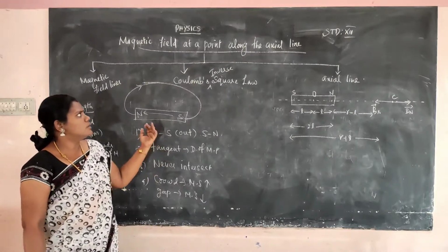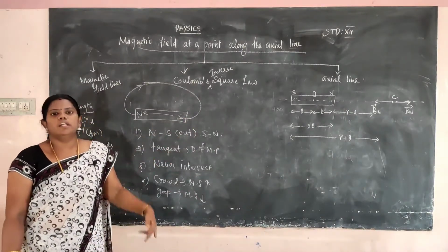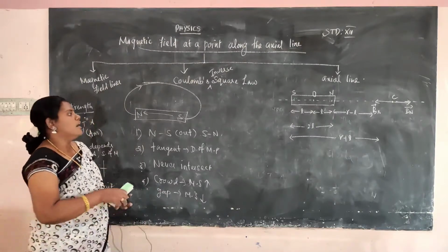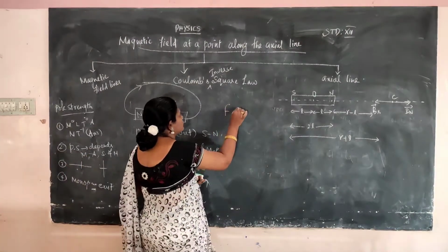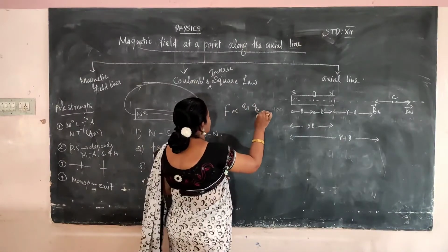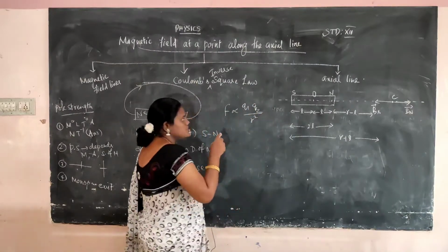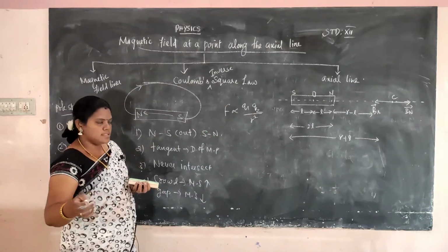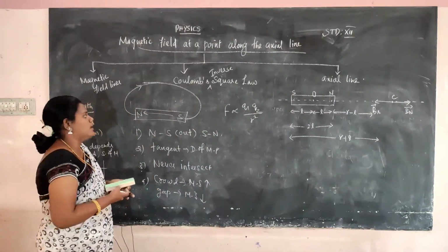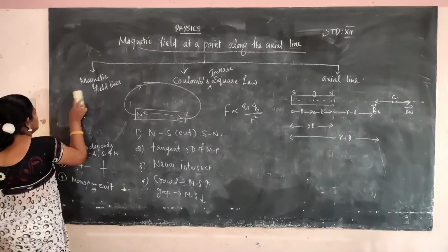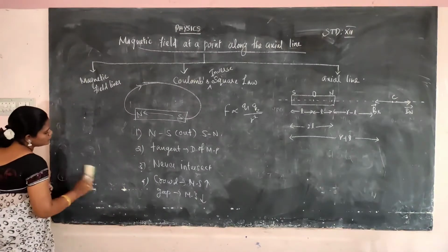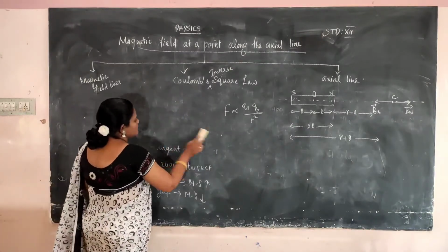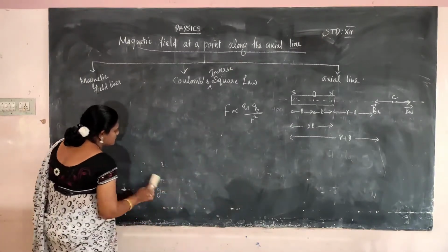Next is Coulomb's inverse square law. Already you learned Coulomb's law in electrostatics. What is Coulomb's law? F is directly proportional to Q1 Q2 by R square. This is Coulomb's law in electrostatics. But in this lesson, Coulomb's law is about the force of attraction or force of repulsion. What is the meaning of force of attraction and force of repulsion?